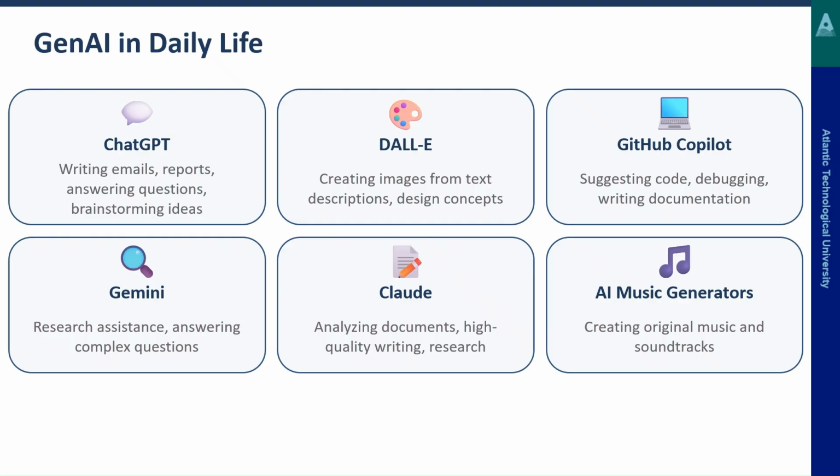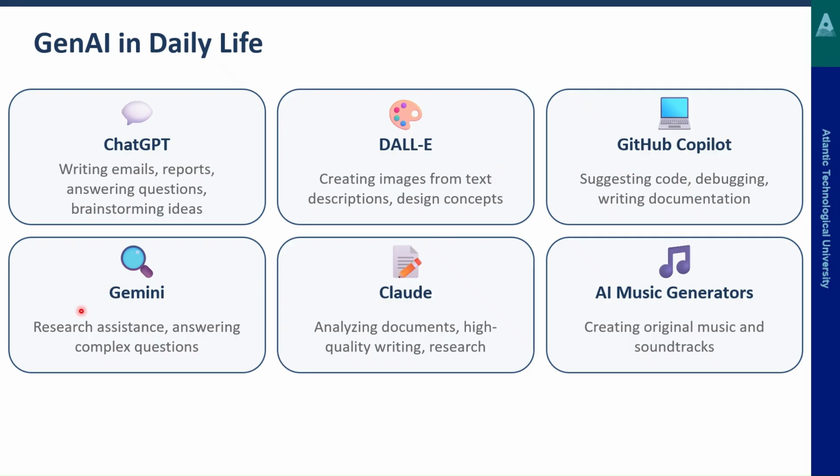And finally, music generators. There are tools out there. OpenAI have one, for example, that will create original music and soundtracks, essentially just, again, from text prompts. If we look at the data type that we are using, this is going from text to text. This is from text to image. This is from text to computer code.